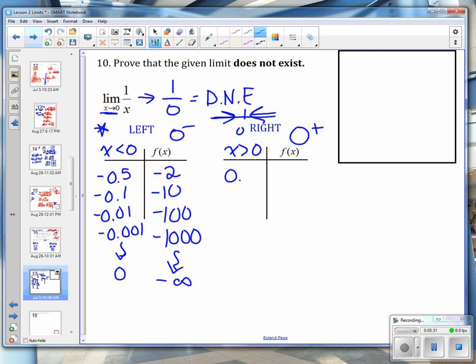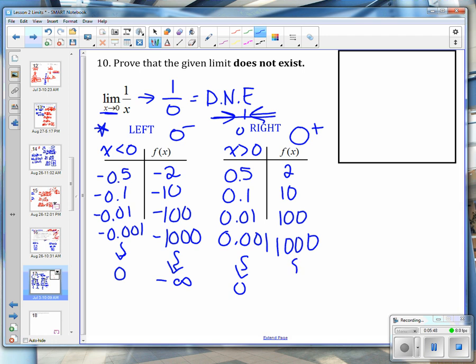So again, I would just use the same ones, but obviously positives. Okay, we know that that again is approaching 0, just from the other way. And the cool thing is, you're going to notice they're the exact same numbers, but just positives. And so obviously, what is that going to be approaching? Well, it would be positive infinity.